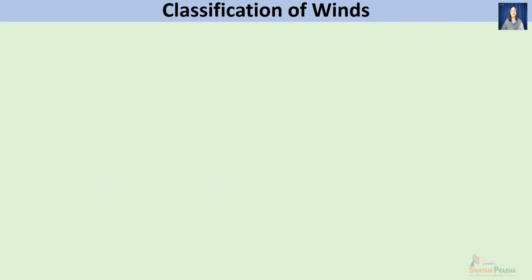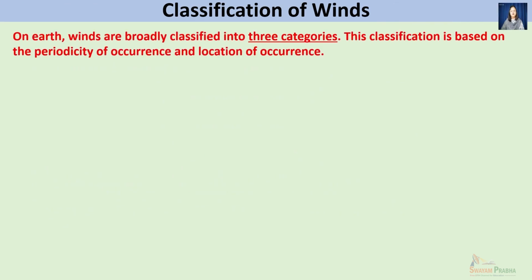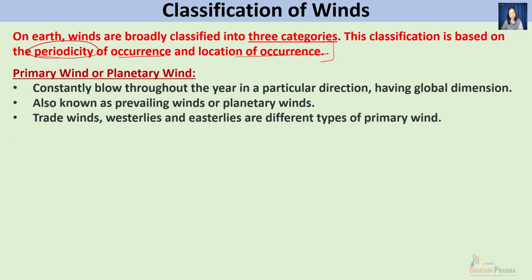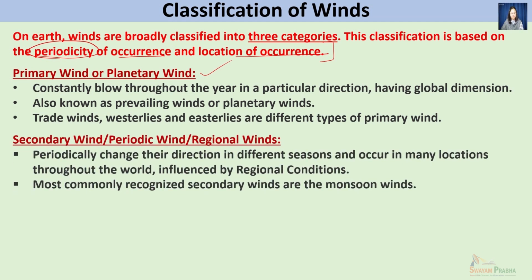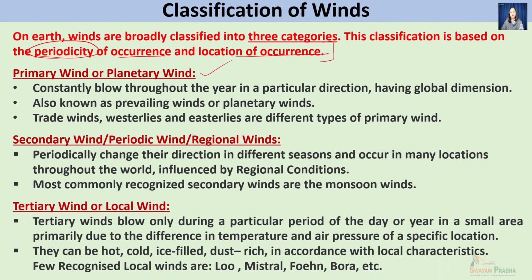Now starting with the classification of winds. On Earth, winds are broadly classified into three categories, and this classification is based on the periodicity of occurrence and the location of occurrence. So depending upon the dimension at which the winds are blowing and on the periodicity of their occurrence, the winds are divided into three broad categories. First one is the primary winds or planetary wind system. Second is the secondary wind, periodic winds or regional wind system. And third one is the tertiary wind or local winds.